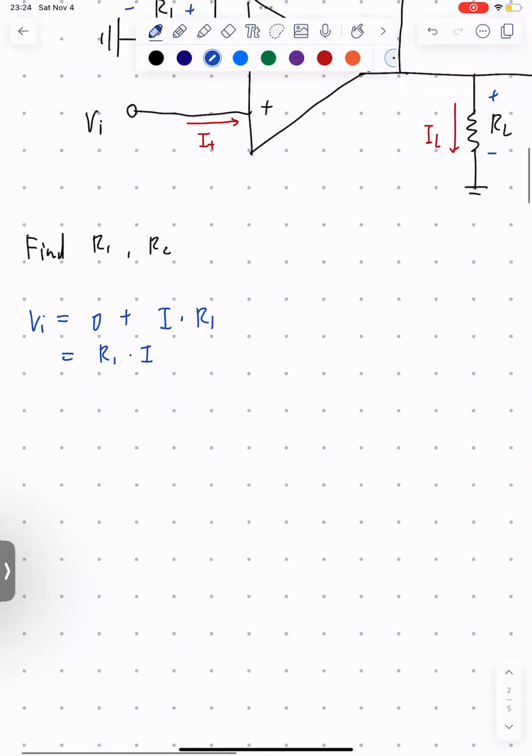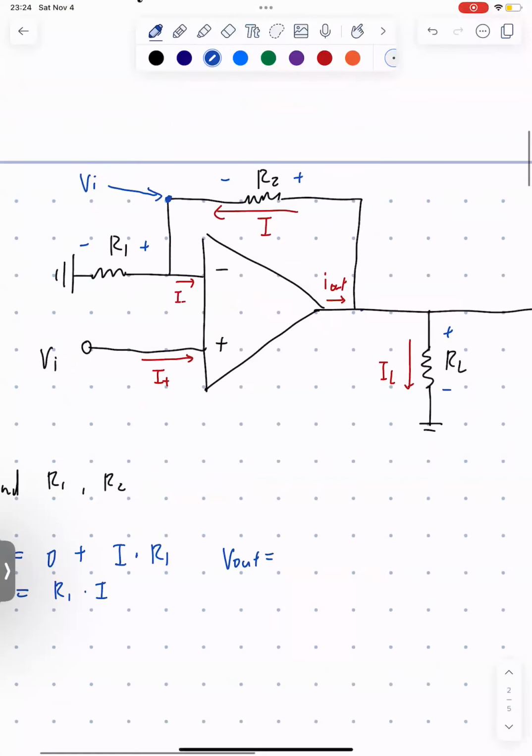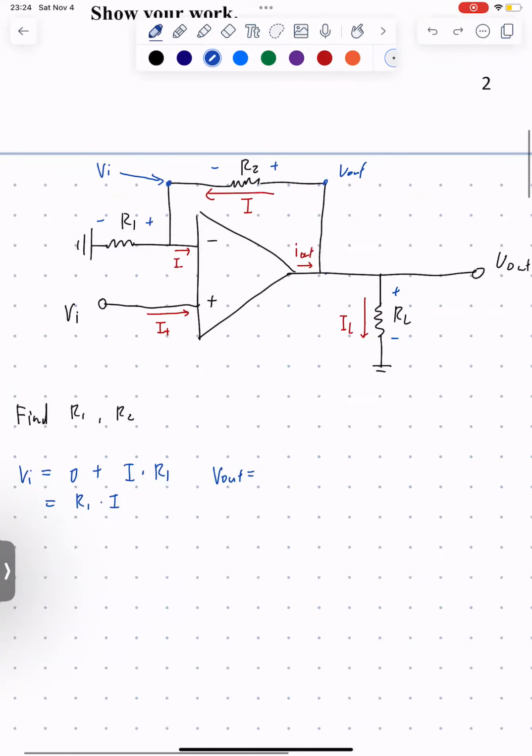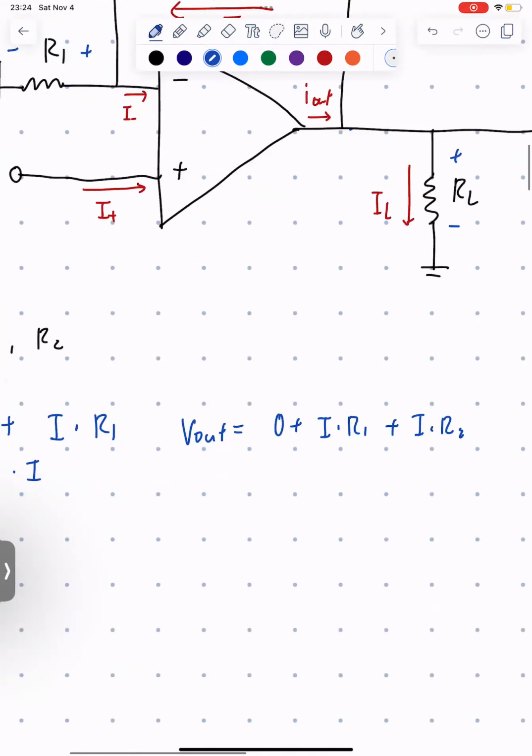Now, the second thing we will look at is V out. If we look here, V out is very similar to VI. The only difference is that there's another resistor voltage over here with R2. So V out in this case is just equal to I times R1 plus I times R2. If we simplify that, we get this.